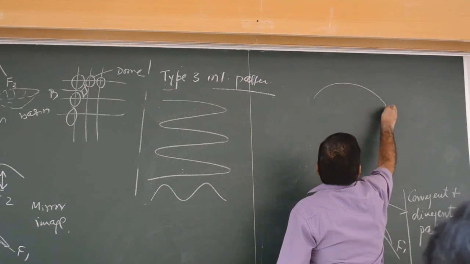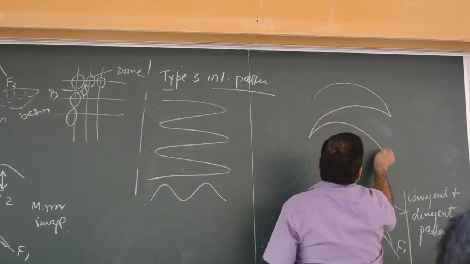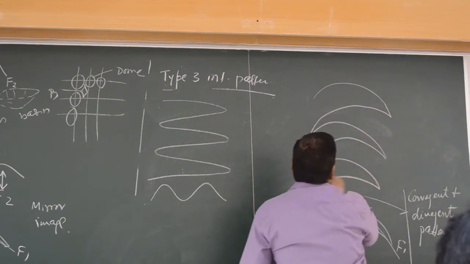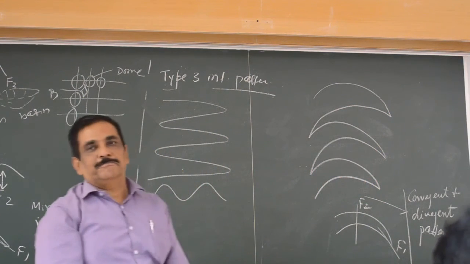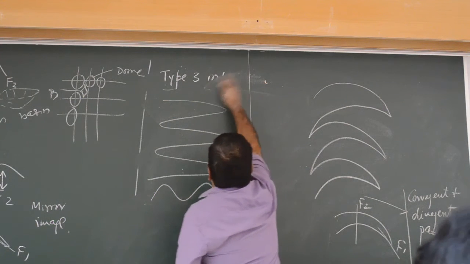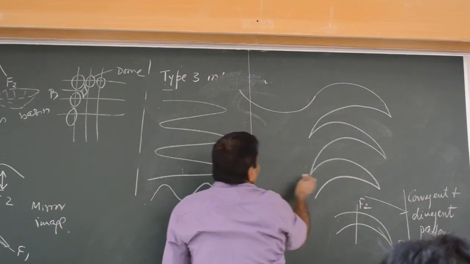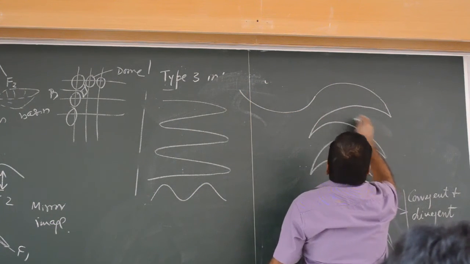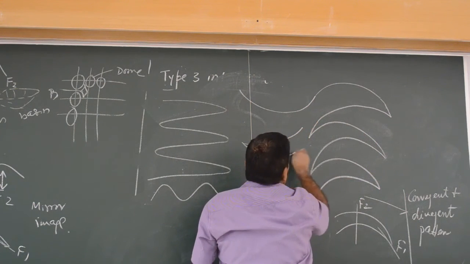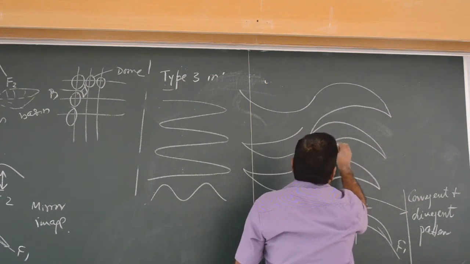It appears like this. It will come like this, like this, like this. It will appear like this. You see, you are bending from here, and with both following, this may become like this. On this side, another folding may come here. Are you able to follow this diagram?